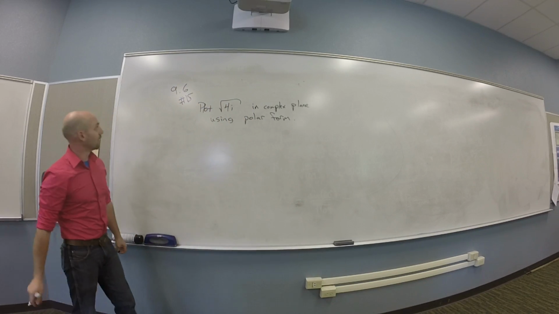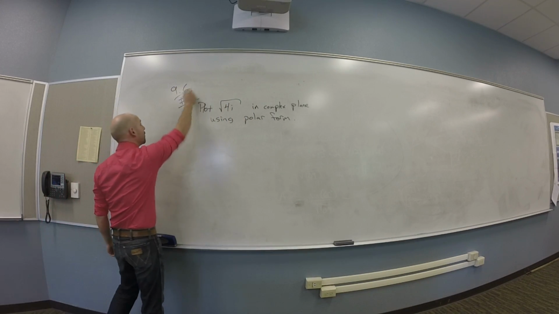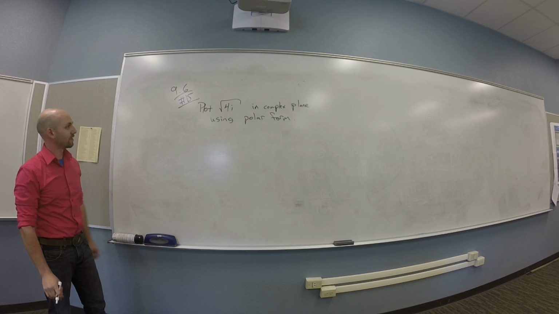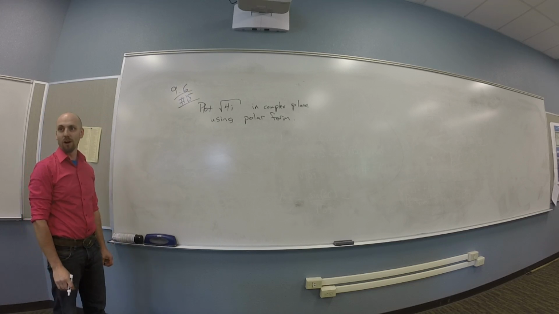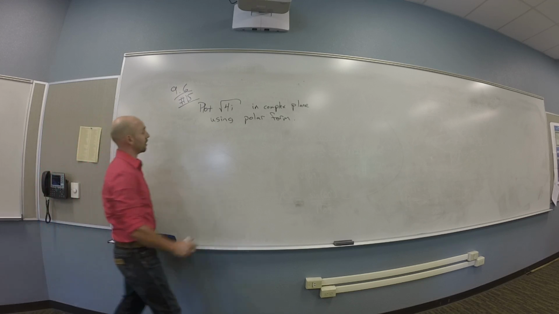Okay, so in 9.6, number 15, I would like to plot the square root of 4i in the complex plane using the polar form. Wait a second, what's the polar form? Something about radii and thetas, right? Okay, so radii and theta.